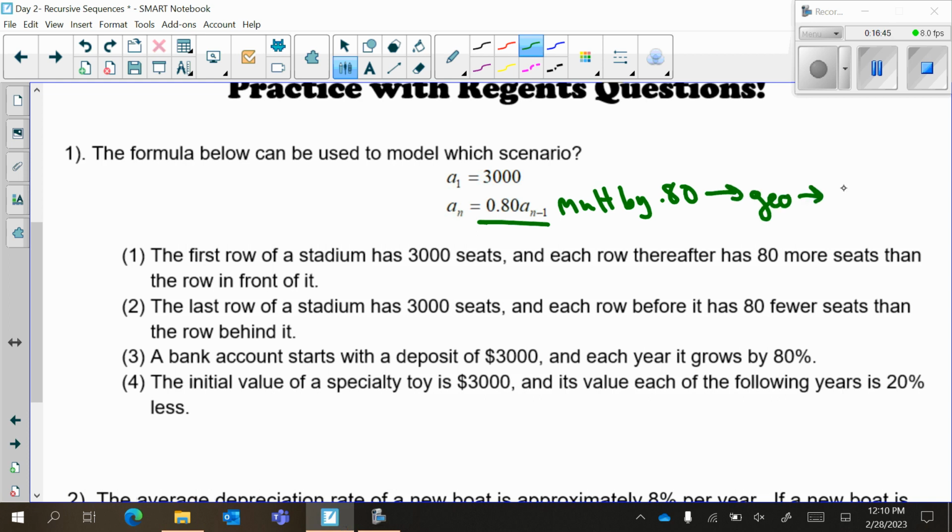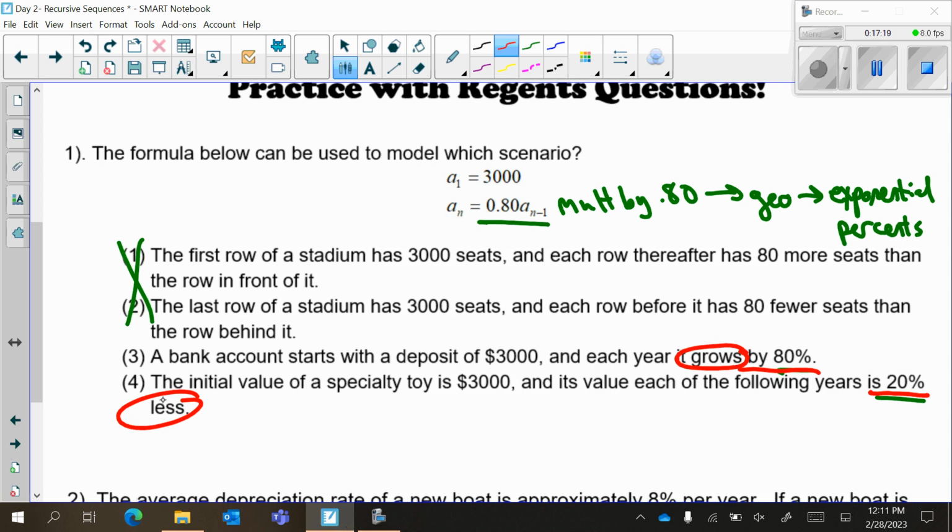And geometric sequences resemble exponential functions, and exponential functions deal with percentages. So as soon as you see that you have a geometric equation, automatically go to look at the percentages. Choice 1 and 2 are actually arithmetic. Now, the difference between these is that one is growing by 80% and the other one is decreasing by 20%. So the question is, are you increasing or decreasing?